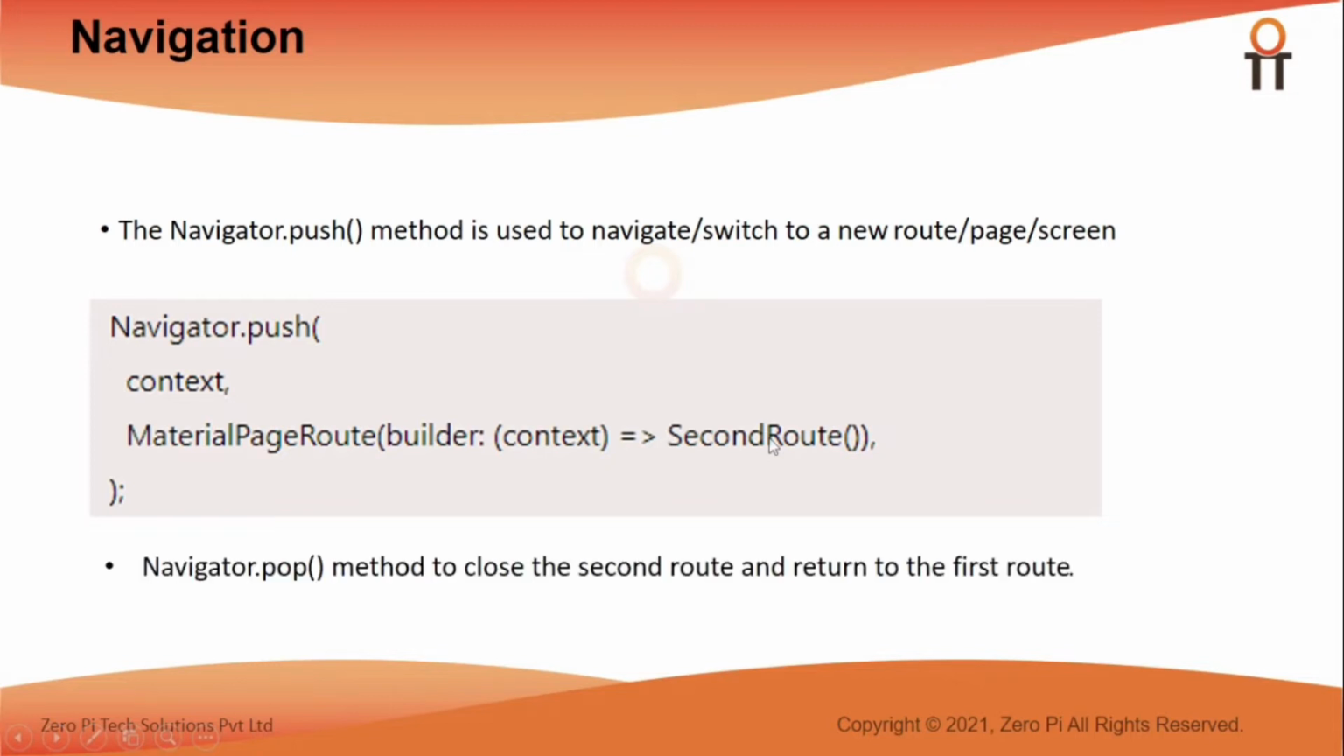Similarly, we have a method called Navigator.pop. The Navigator.pop method closes the second route and returns to the first route. It's like a back button. When Navigator.pop is called, it just closes the existing page or existing widget with the context. We have seen in the case of the alert dialog that when we clicked on the cancel button, we were invoking the Navigator.pop method, so it was closing the alert dialog.